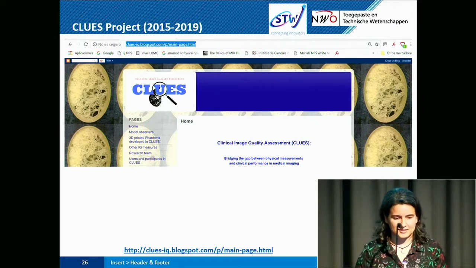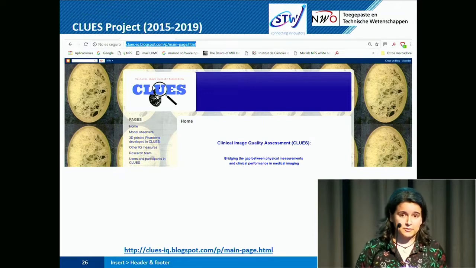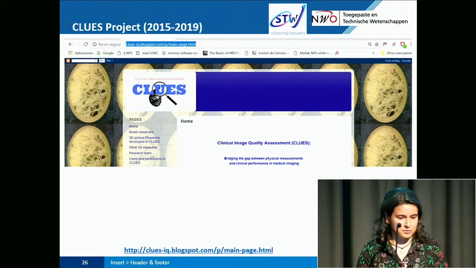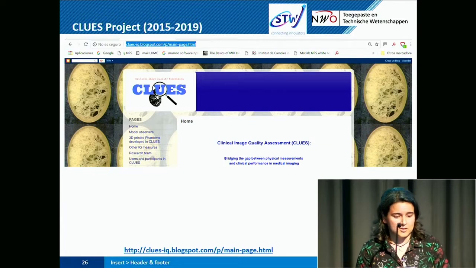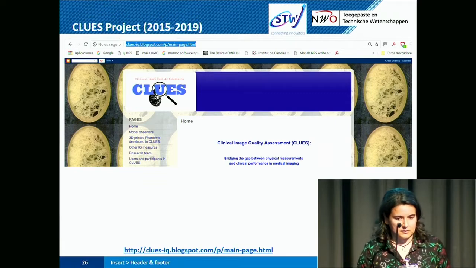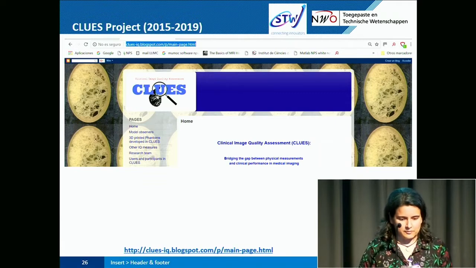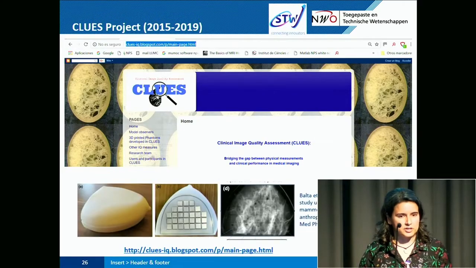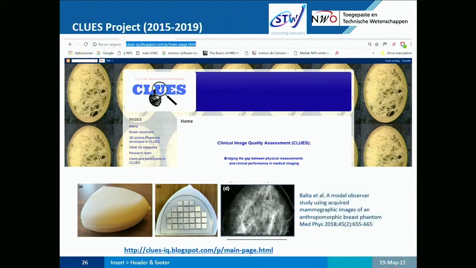How did this start? So in 2015, I was hired as a postdoc. That was when I moved here to the Netherlands for a project called CLUES. And in this project, we wanted to design on one side basic or simple and portable anthropomorphic phantoms, in particular for lung CT and also for breast imaging, based on 3D printing. And we also developed some image quality metrics to go with them that I'm not going to go into in this presentation.